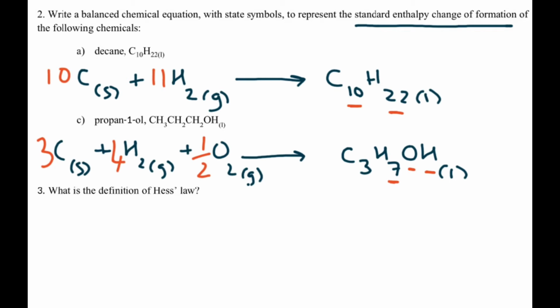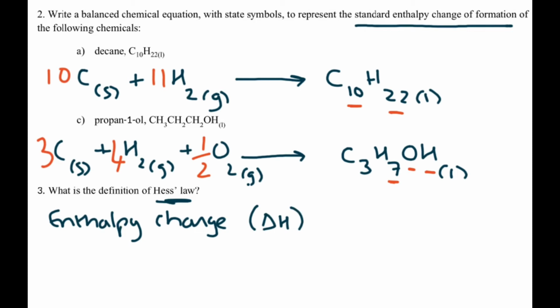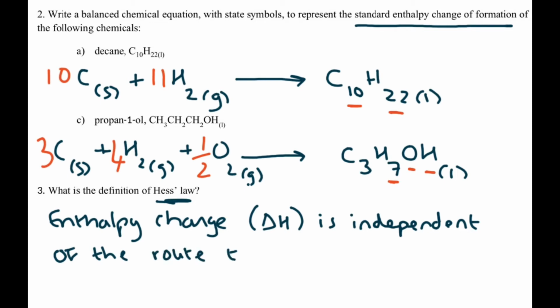The next thing that you need to know in order to work out enthalpy cycles is Hess's law. So Hess's law states that enthalpy change is independent of the route taken. So remember, the symbol for enthalpy change is delta H. Enthalpy change is independent of the route taken, as long as the initial and final conditions are the same. As long as you start and end at the same points.